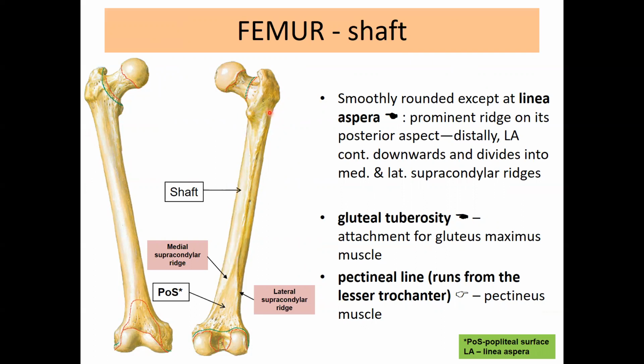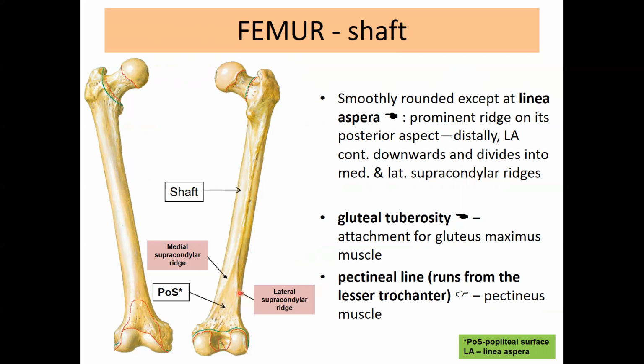On the posterior surface of the shaft of the femur, there is a line called the linea aspera. This is the medial lip, and this is the lateral lip of the linea aspera. It runs down continuously, and toward the distal part of the femur it divides into the lateral supracondylar ridge and the medial supracondylar ridge.